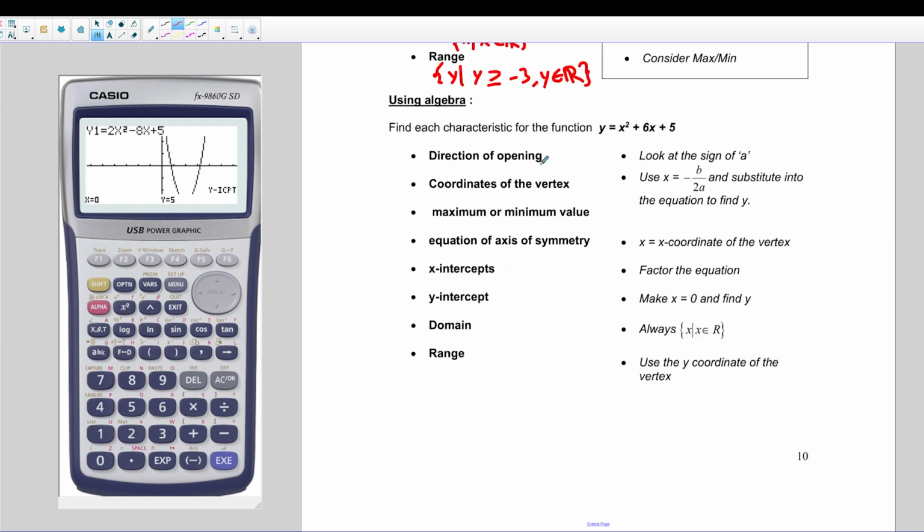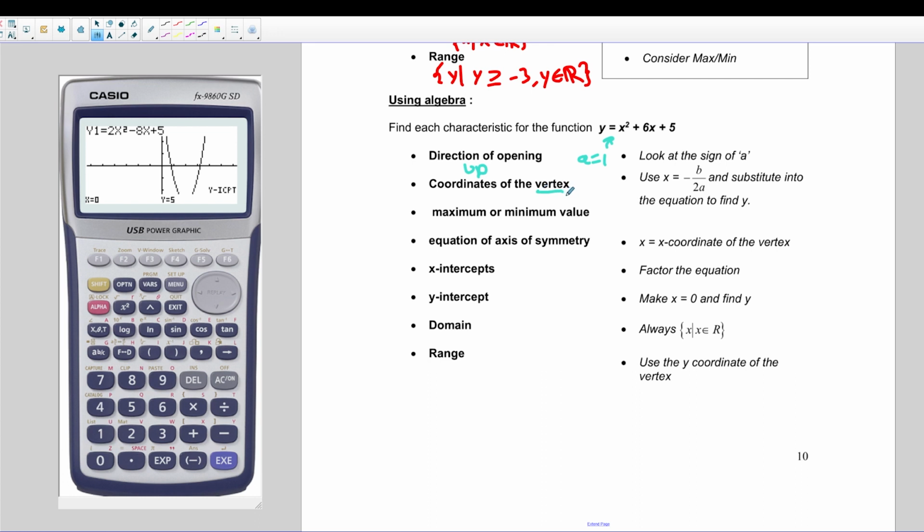So for this next section, we're gonna even out the playing field a little bit for doing this algebraically. Direction of opening, we're just gonna look at the a value, and I'm gonna use a nice teal in this case. I think that's teal. Turquoise, I've been told I'm maybe slightly colorblind. But we've got our direction of opening, which in this case is going to be upwards because a is equal to 1. Okay, so since a is equal to 1, our direction of opening is up.